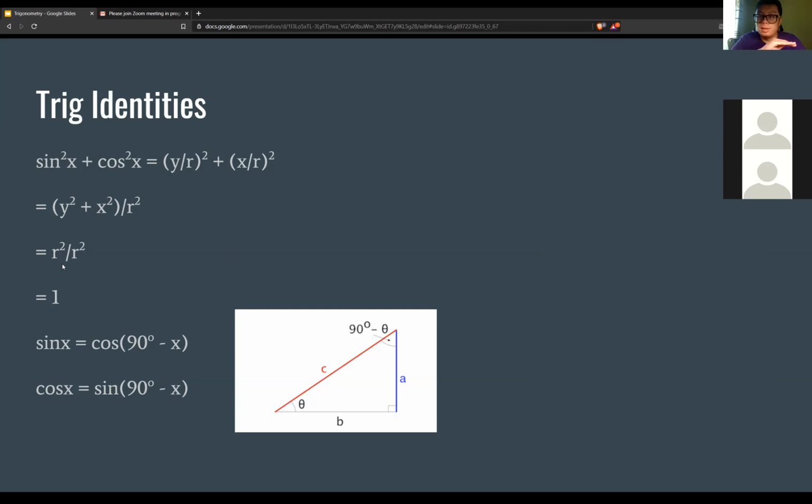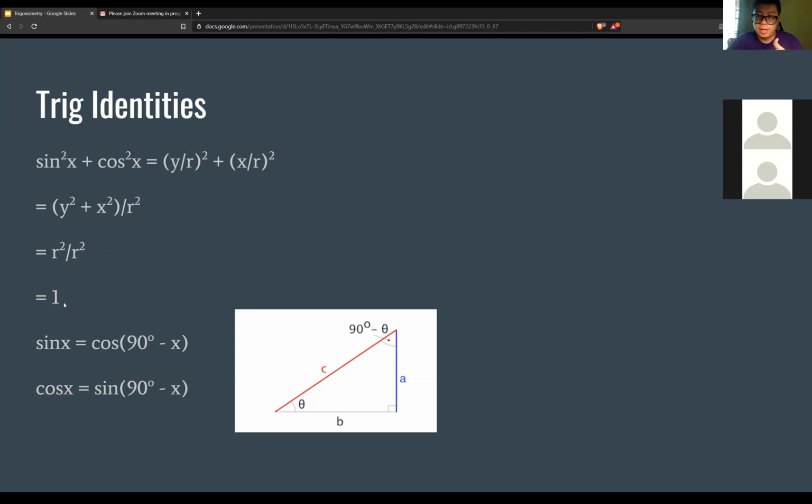Remember that the hypotenuse squared is equal to the sum of the squares of the other sides. Like a squared is equal to b squared plus c squared, or a squared plus b squared is equal to c squared, however you want to memorize it. But yeah, y and x are the short sides, and r is the hypotenuse. So therefore you can rewrite this as r squared. And if you divide r squared by r squared, you just get 1. So therefore sine squared x plus cos squared x is equal to 1.